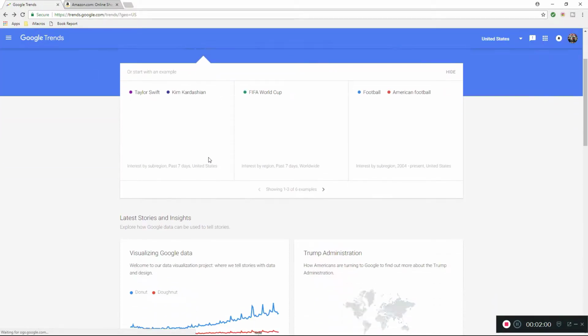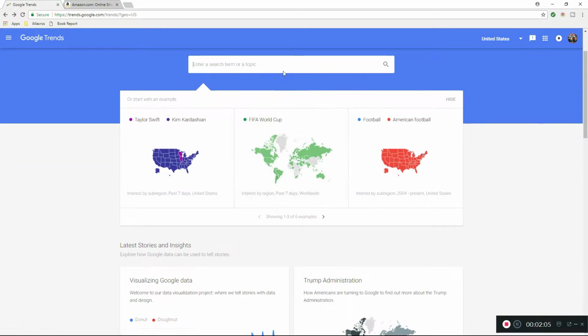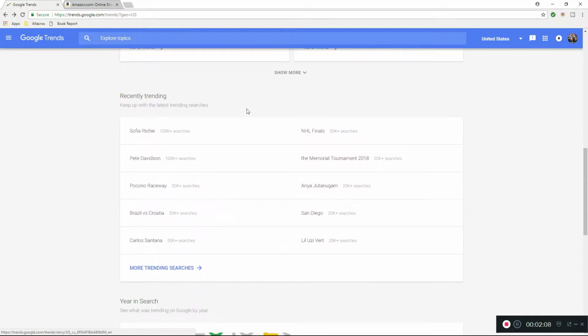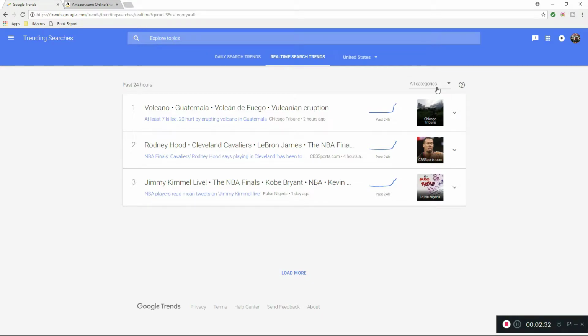So with that, if you want to look up a particular keyword's popularity, you can search here. Otherwise, if you want to see what's currently trending in the world, you can check out this section, recently trending. You can see immediately here the most trendy keywords, celebrities, and events going on right now. And if you click on more trending searches, you can find daily search trends, or click here, real-time search trends. You can sort by category. So you have business, entertainment, health, science and tech, and sports.